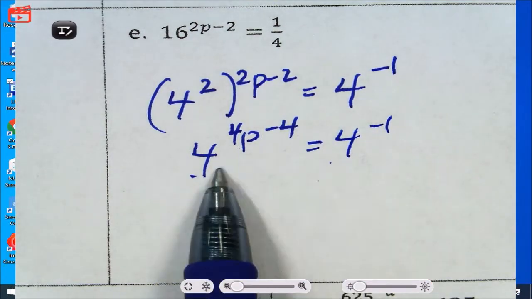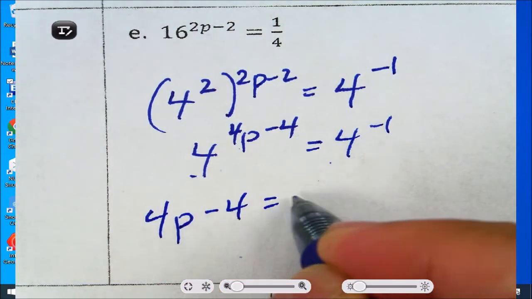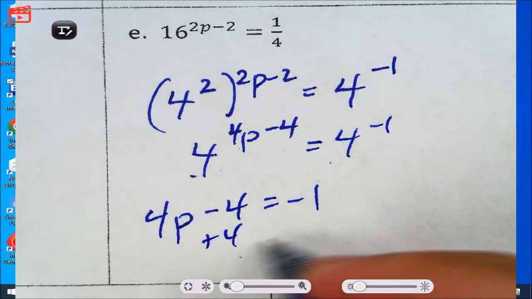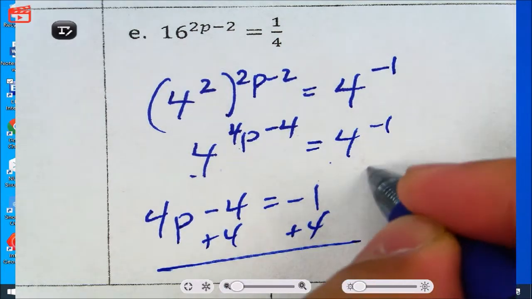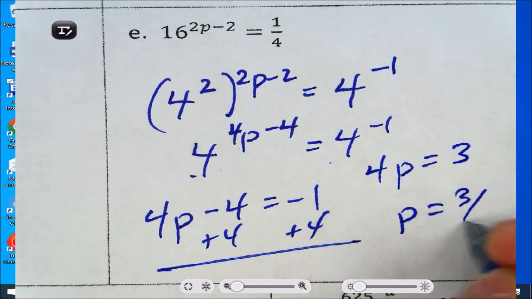Alright, now they have the same base. I can just ignore the bases and just look at the exponents. Add 4, add 4. I get 4p equals 3. So p equals 3/4.